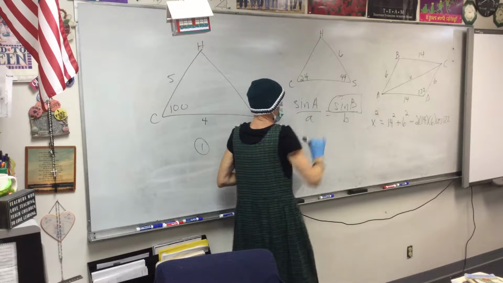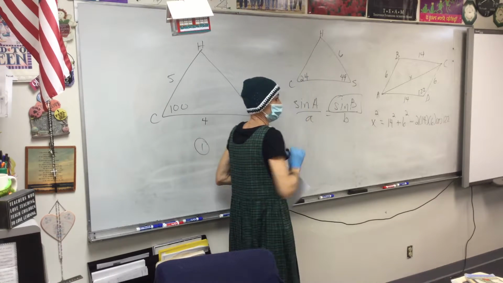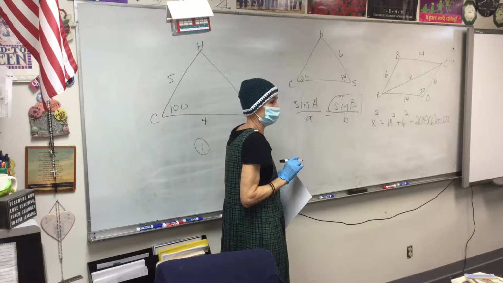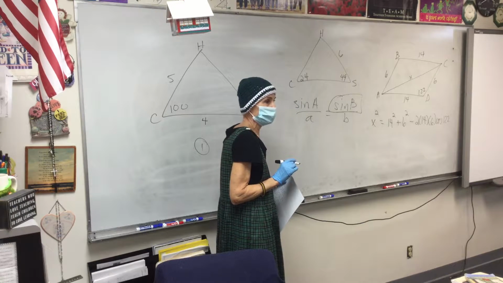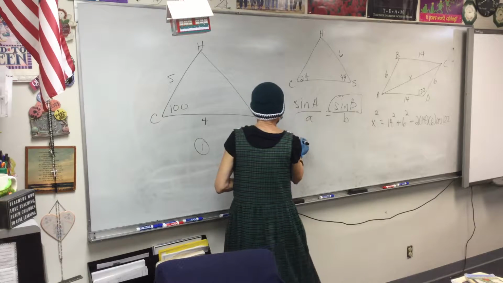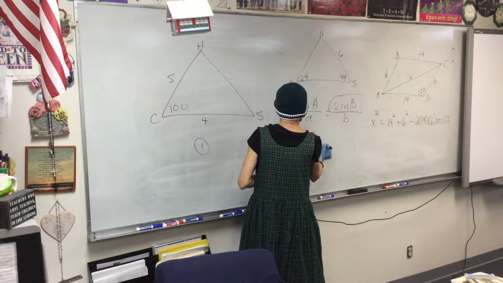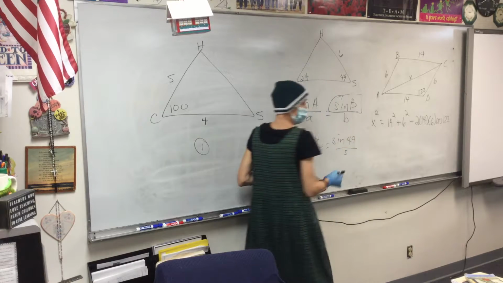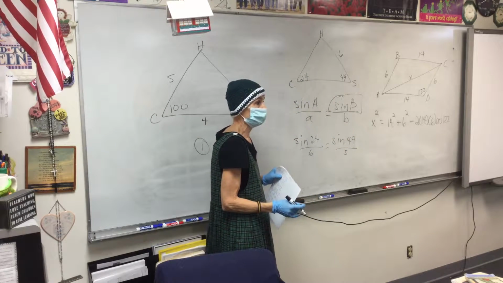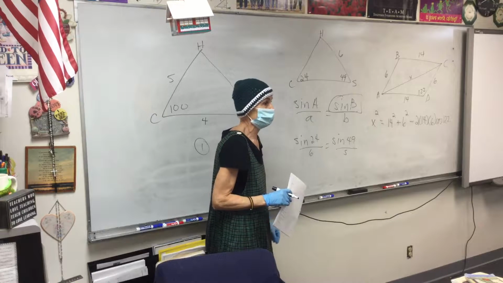Would that be a law of sines problem? Yeah. So I'll set it up. Sine 24 over 6 equals sine 49 over S. Is that okay? How many triangles are possible?